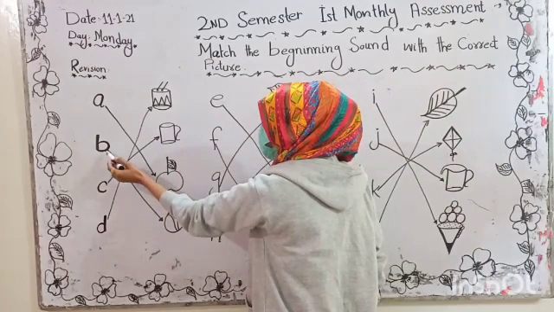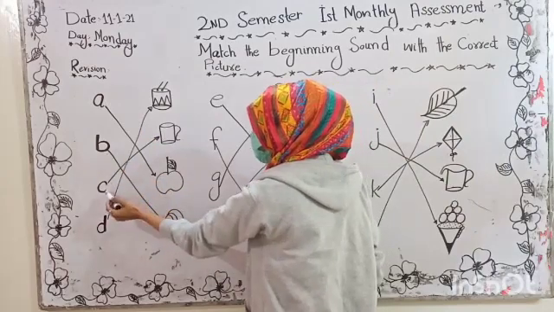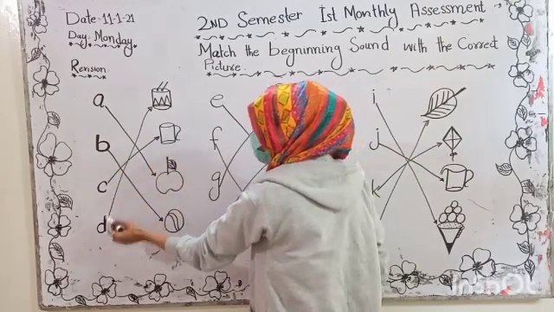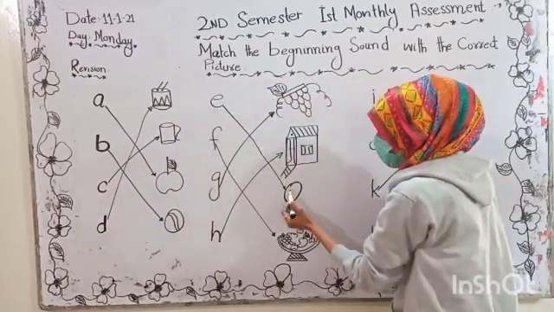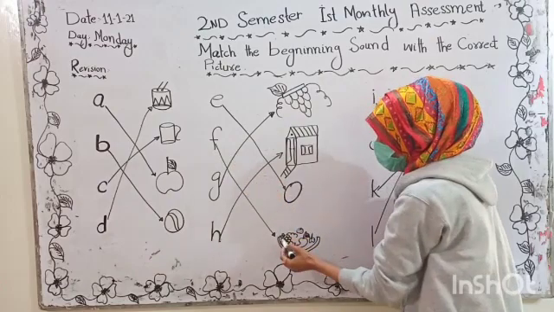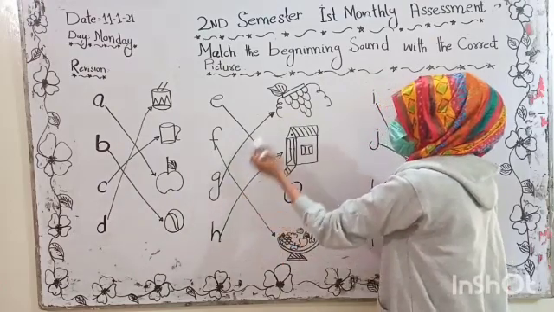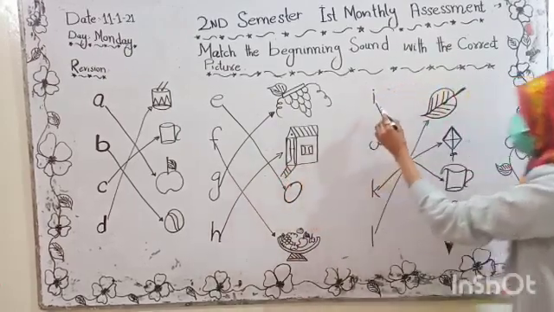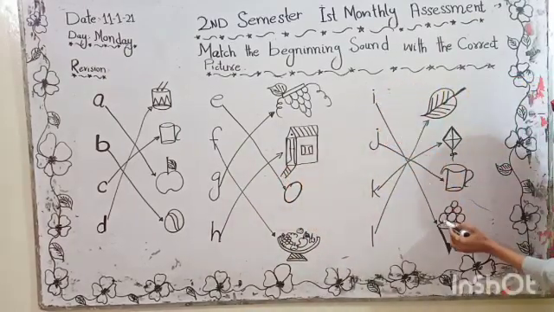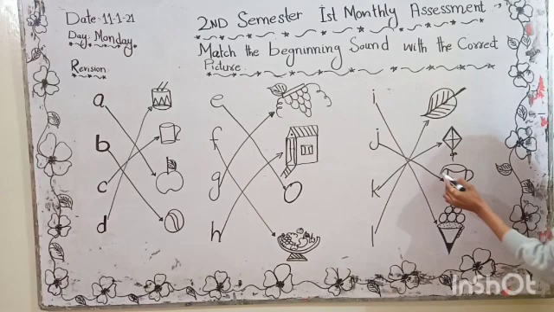Apple. Ball. Cup. Drum. Egg. Fruits. Grapes. House. Ice cream. Chuck. Kite.